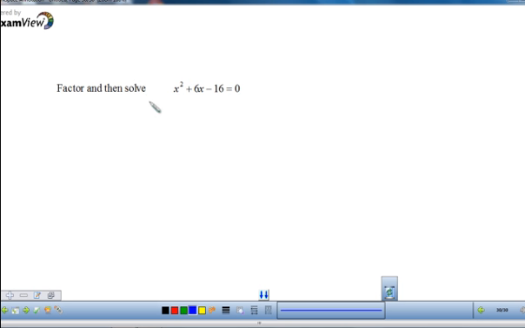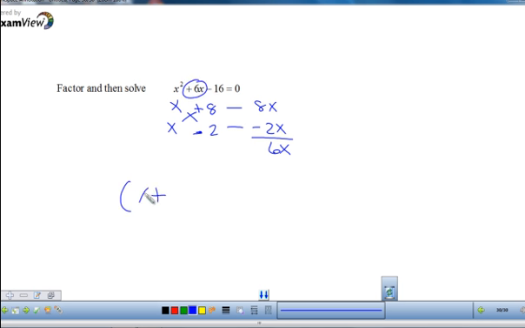Okay, factor and then solve. So we're going to have to use guess and check and then the zero product property. So two numbers multiplied together that give you x squared: x and x. Two numbers multiplied together that give you negative 16 would be 8 and 2. One has to be positive, the other one has to be negative. Cross multiply to verify your middle term. That would be 6x, which is correct. So I get x plus 8, x minus 2 equals 0.